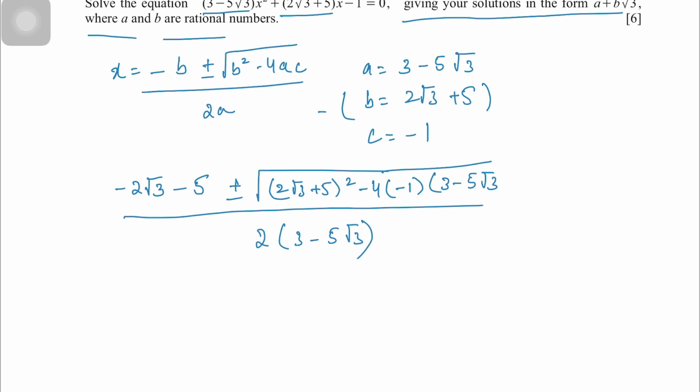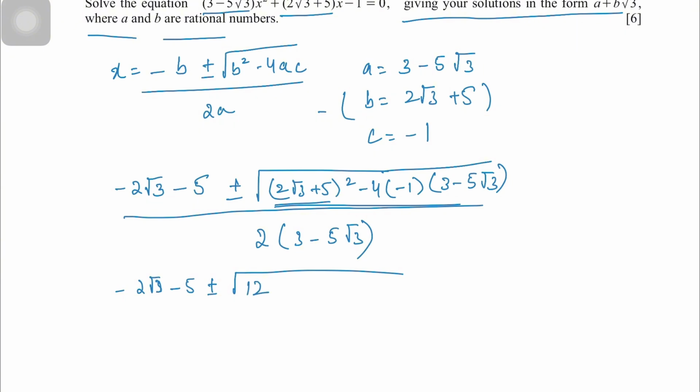Now let's solve this first. We'll be solving this part first. So this would be negative 2 root 3 as it is, negative 5 positive and negative. Then we can simplify it by solving this first. So (2 root 3) whole squared would be 12. 2 squared is 4 and root 3 squared is 3. So this would be 12.